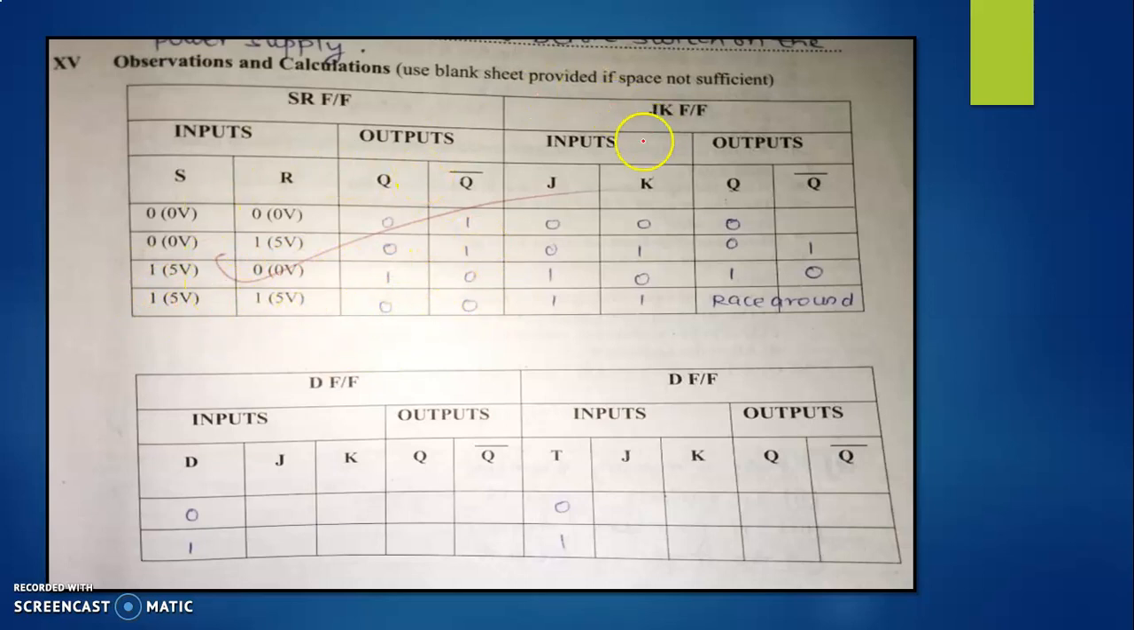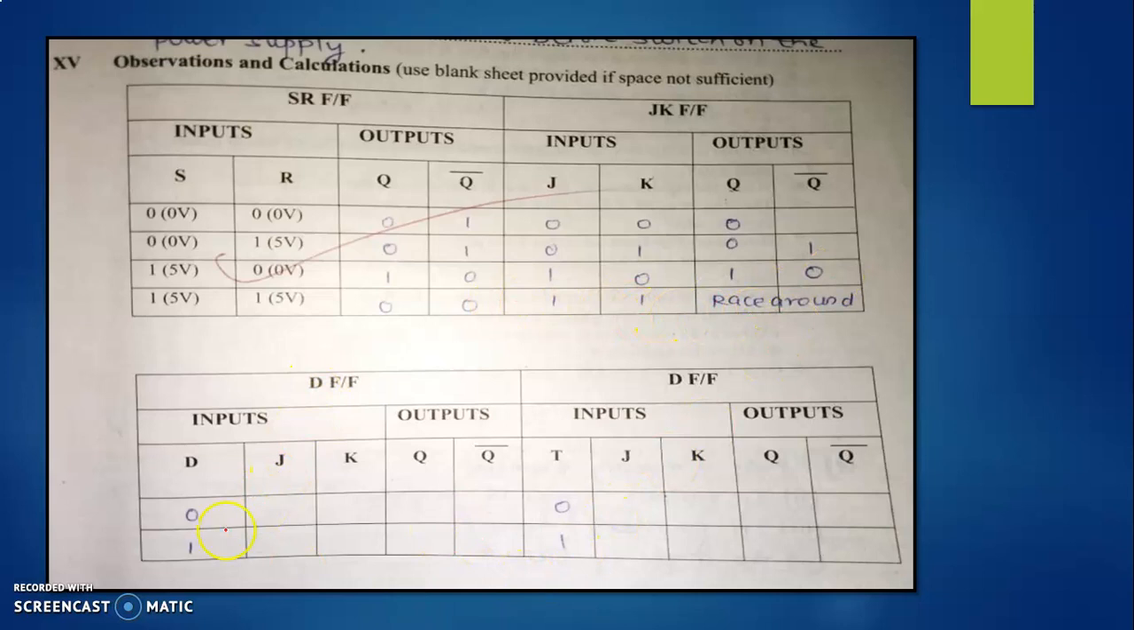For the JK flip flop, you have to understand the truth tables. For the JK flip flop, if the value is 0 0, then the output is 0 and 0. Reset, you can say, if the input is 0 1, then 0 and 1. If the JK input is 1 0, then the output becomes 1 and 0. And if it is 1 1, then it is a race around condition.